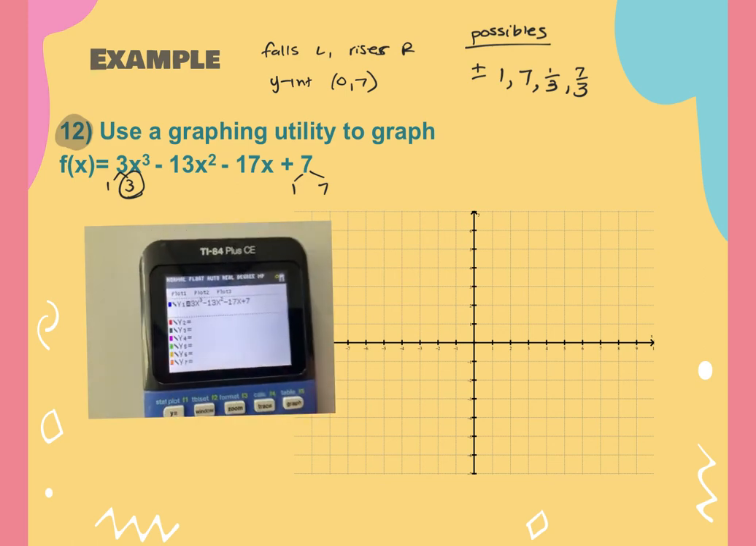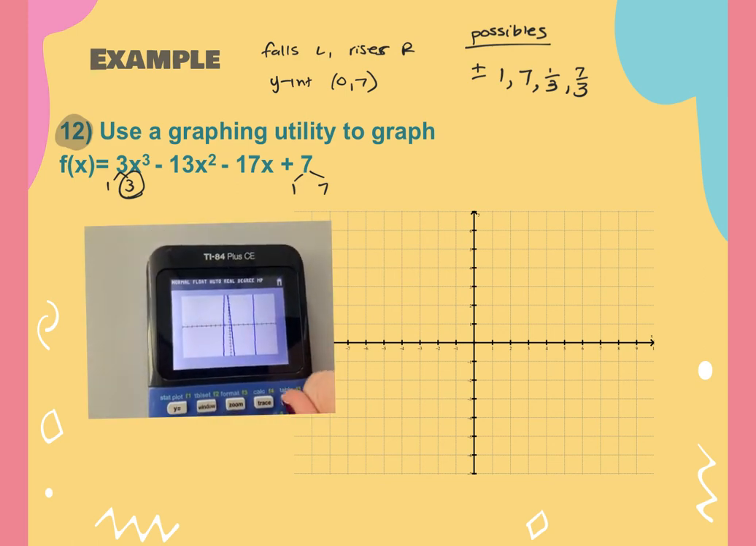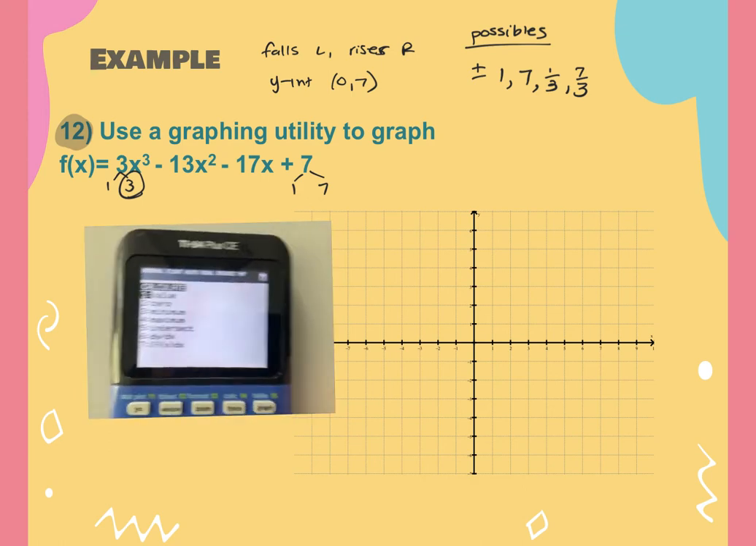So I'm going to go to my Y equals, I'm going to graph it. I'm going to go to second trace. I'm going to go to 0.